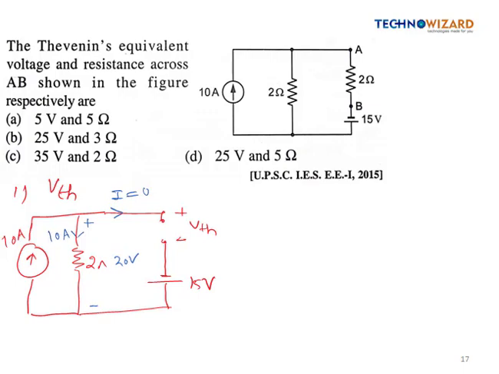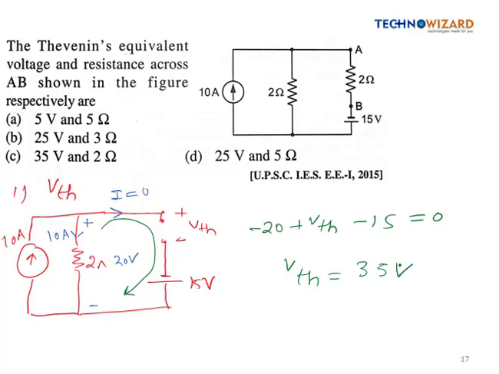Now we will apply the KVL in this loop in order to find the value of VTH. So we'll start from here. It is minus 20 volt plus VTH minus 15 is equal to 0. So the value of VTH is coming as 35 volt. Now next we have to find out the value of RTH.